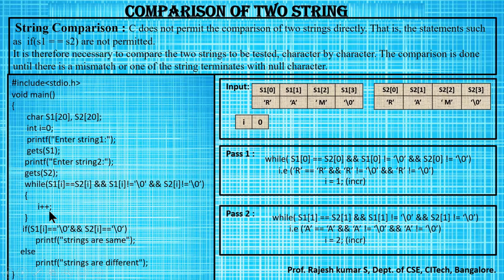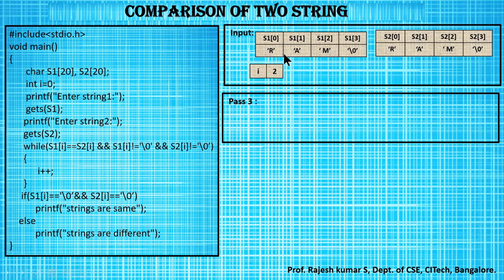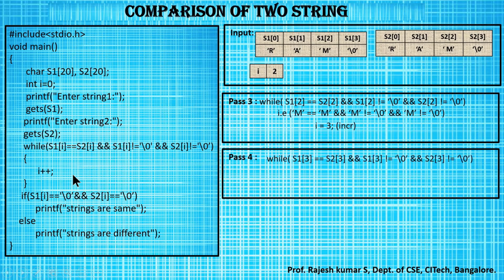When the condition is true, we increment I value. I value will become 2. When I value becomes 2, again we'll loop back and check the condition. What happens when I loop back? I value was 2, so replacing all the I values by 2. S1 of 2 double equals S2 of 2. What is S1 of 2? M. M double equals S2 of 2. What is S2 of 2? M. And M not equal to null? Yes. And M not equal to null? Yes. The condition is true. Then what happens? I will increment the I value. I value will become 3.